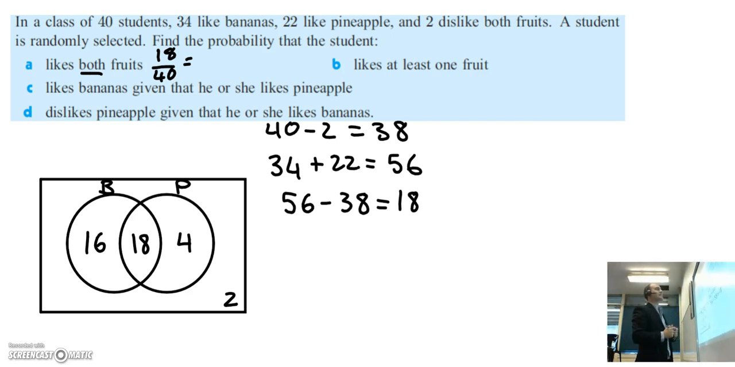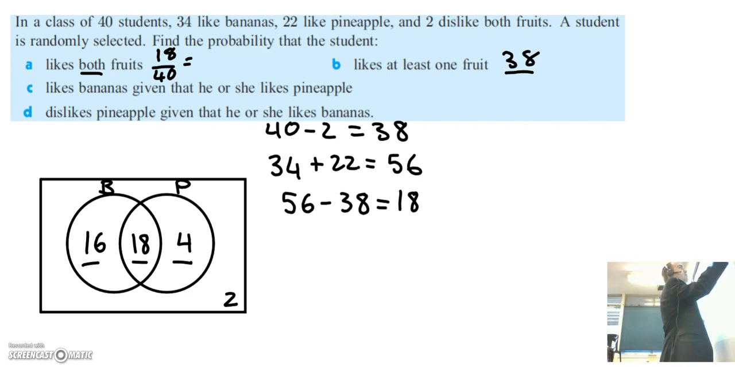Likes at least one fruit, so they could like bananas, they could like pineapples, but that's at least one, so it can include more than one, which means it's going to be anything in the union of those. So that could be 38 out of 40, and again, cancel that down.